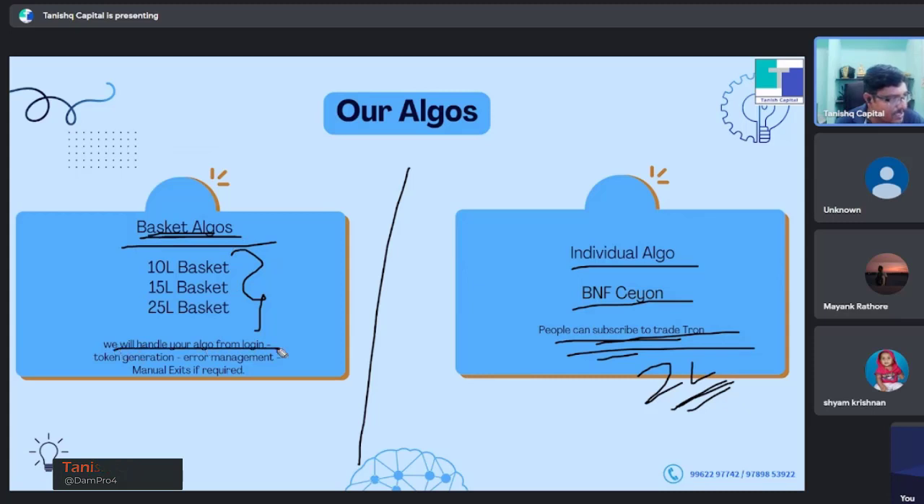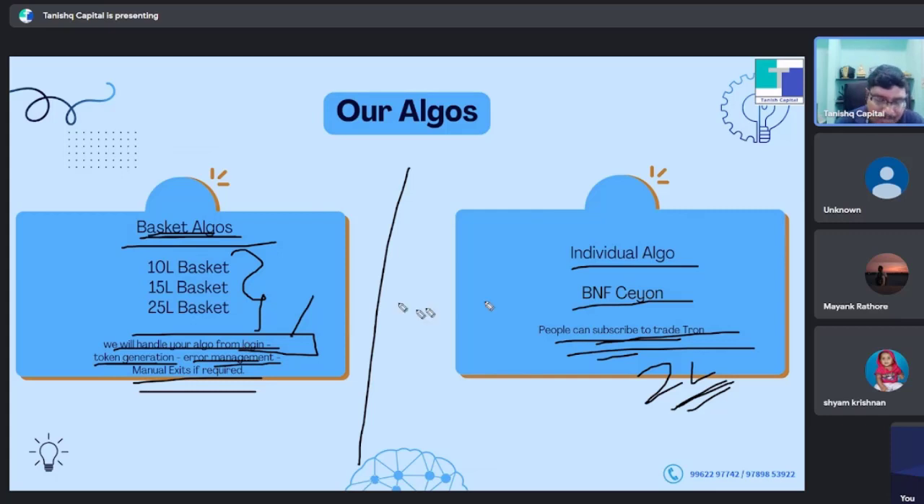Because why we do this basket generally is we will handle everything, including login, token generation, error management, and manual exit. Nothing from your side needs to be taken, but it should be done with a 10 lakh basket. So if this is the case, you can think about basket algos. Otherwise, individual algo alone. I will show the real proof also of how the money is made.